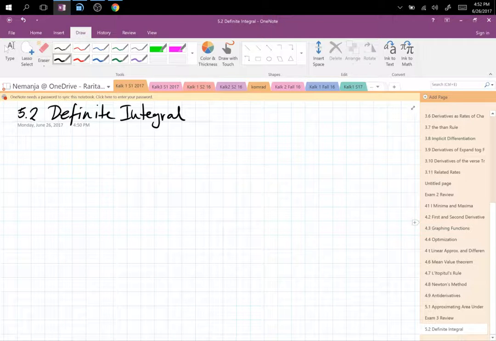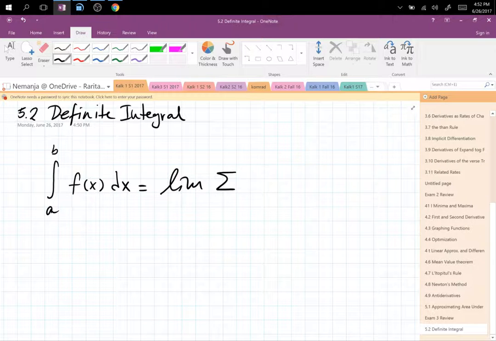So definite integral. Definite integral is supposed to find the exact area under the curve under certain conditions, and we'll see what that is. Now, we said that the definition for the definite integral is given by the Riemann sum as n goes to infinity. So we have n goes to infinity, i goes from 1 to n of f of ci delta x.